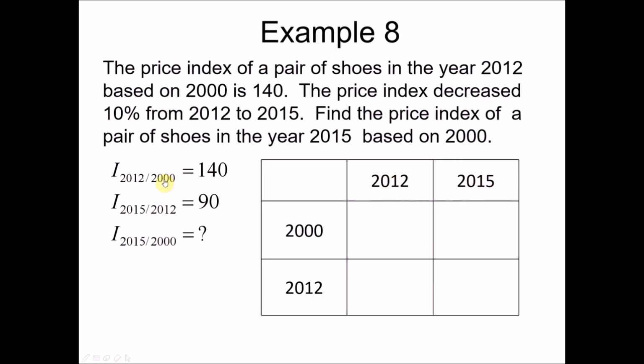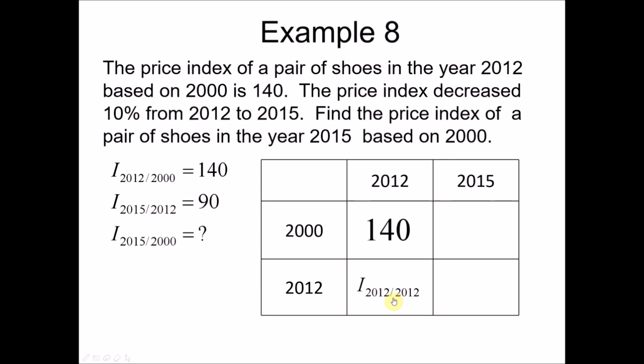Then we go to the base. We have 2000 and 2012. So this column here is for the base year. Then we try to fill in the values of the price index. For this slot here, we will find the price index for 2012 based on the year 2000. From the information here, we already get this, which is 140. For this slot here, we are going to find the index for 2012 based on the year 2012.